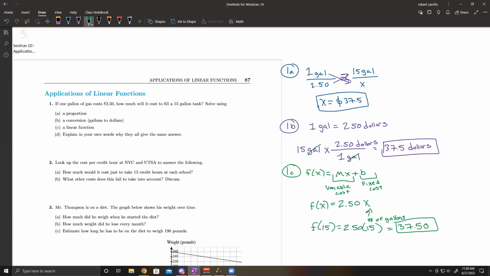Now, why do they all give the same answer? Because we're solving for the same thing. We want to know how much it would cost to fill up this 15-gallon tank. So they're all in the same units, they're all in the same conversion. So what we can say is that we are all solving for the same thing, right? Solving for price. We're solving for the price of this 15-gallon tank.